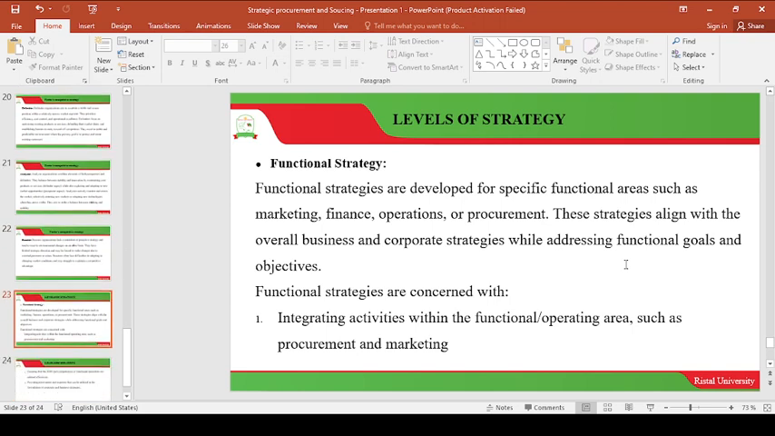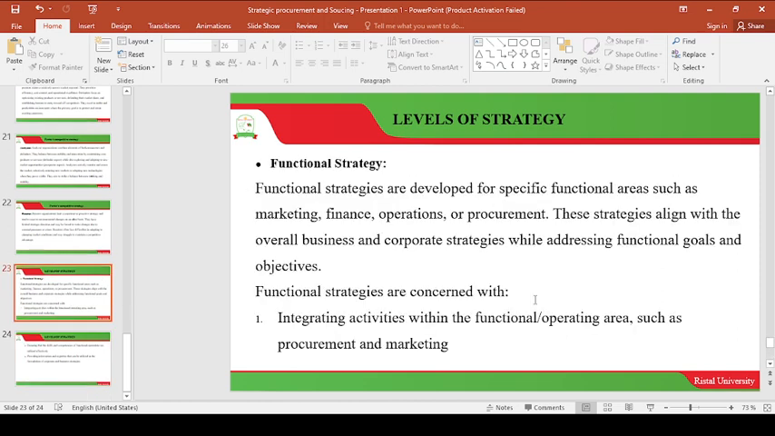So lastly, we look at the last level of strategy, that is functional strategy. Functional strategies are developed for specific functional areas such as marketing, finance, operations, or procurement. These strategies align with the overall business and corporate strategies while addressing functional goals and objectives. So functional strategies are concerned with integrating activities within the functions or operating area, such as procurement and marketing.